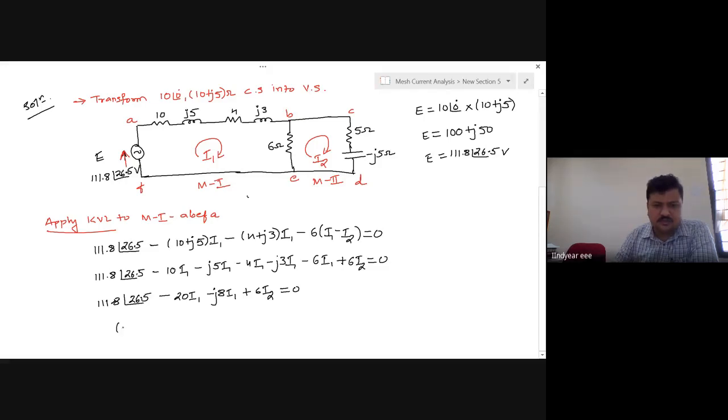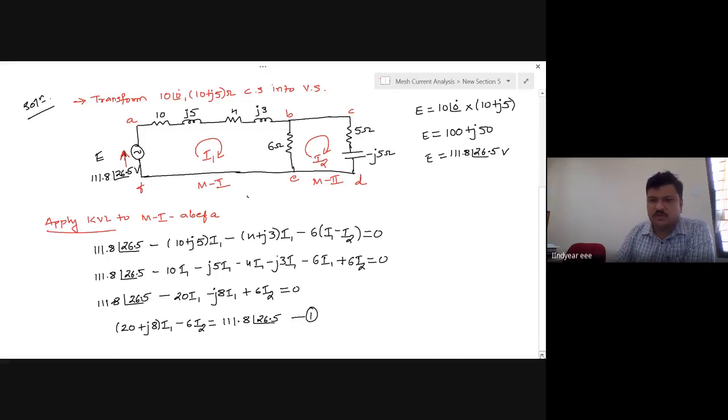I can write this as (20 plus j8) I1 minus 6I2 is equal to 111.8 at an angle 26.5. Or if you want to add the voltage, write the voltage in rectangular form, then also it is fine. This is equation 1.